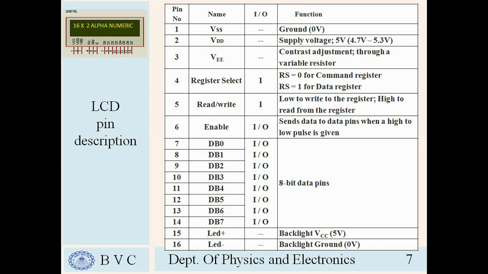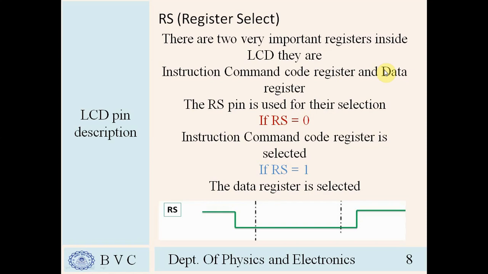The fourth pin is the register select pin, the fifth pin is the read write pin, and the sixth pin is the enable pin. So what is the importance of these three pins? How are we going to use these three pins effectively in working with the LCD? We'll see in the next slide.